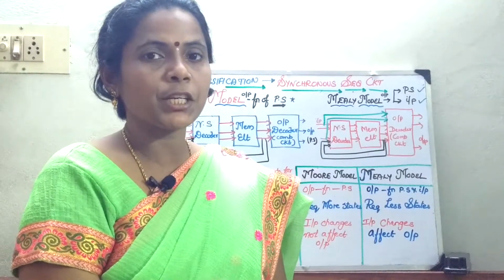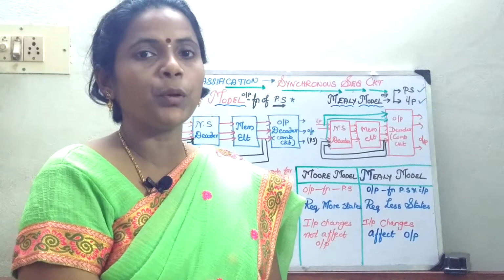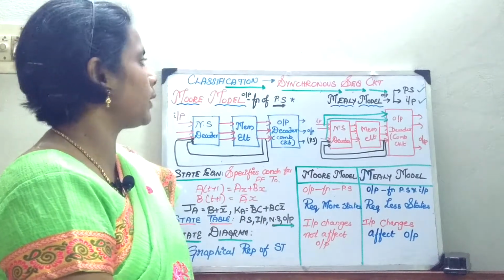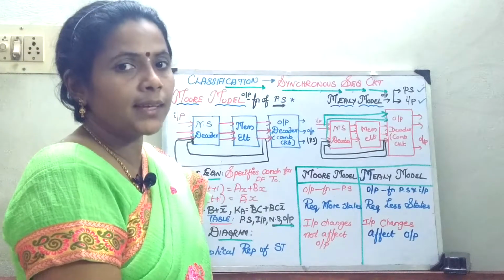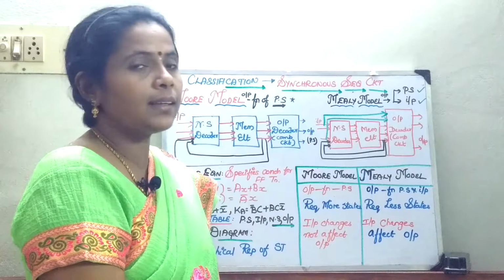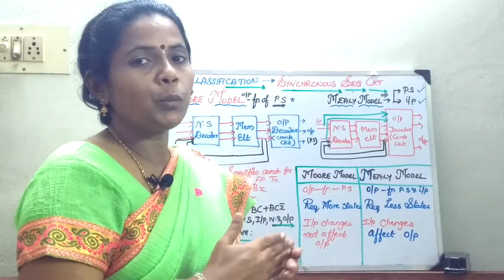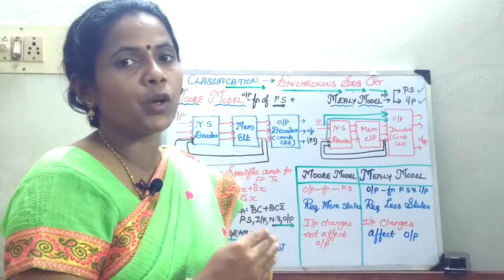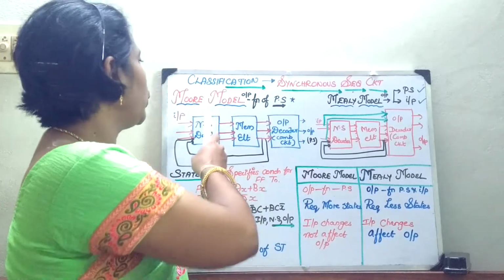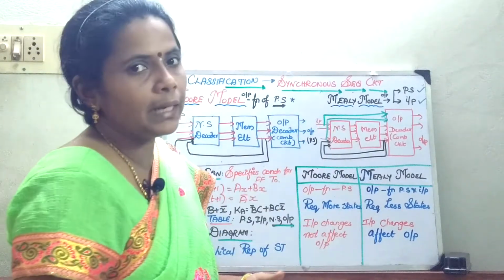In the last session, we have seen how to convert one flip-flop to another. In today's class, we will be seeing about the classification of synchronous sequential circuits. When I say synchronous sequential circuit, I have already told you, it will change the outputs based on the clock signal given. In this, you have two types. One is called the Moore model, and one is called the Mealy model.